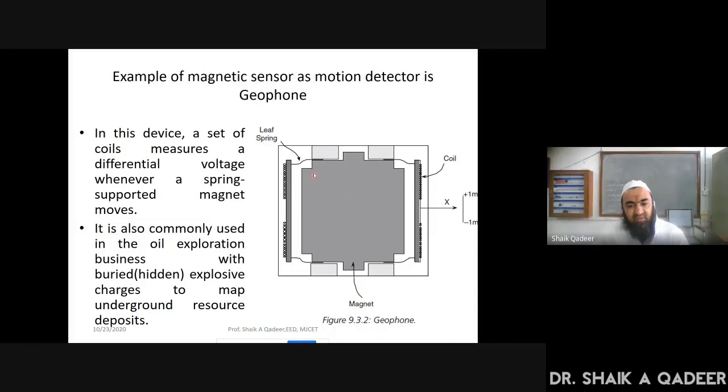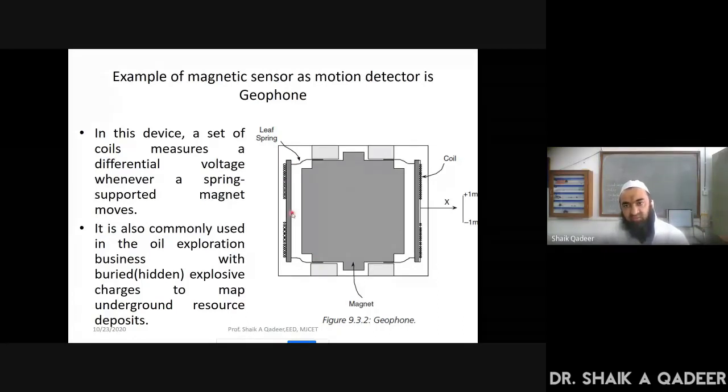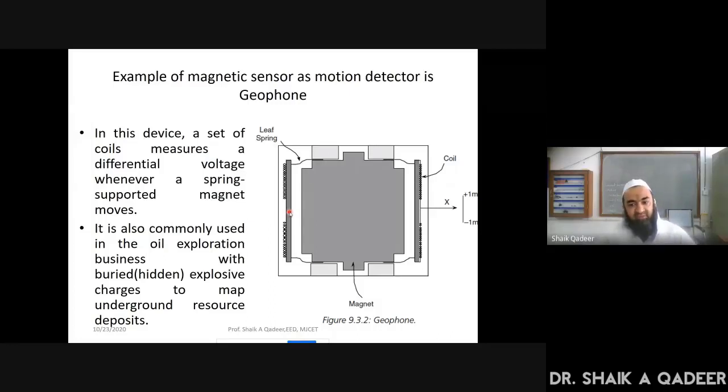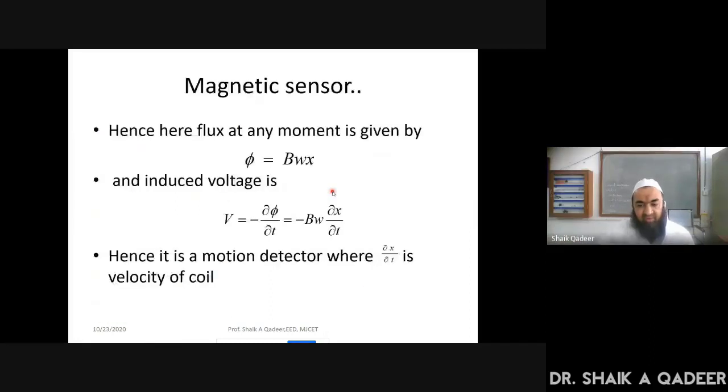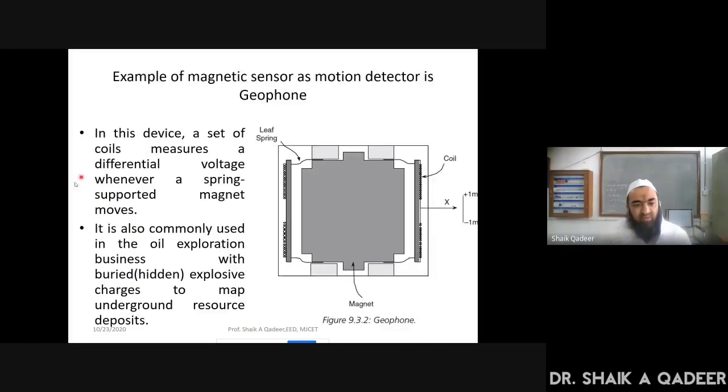I repeat, there is a magnet which is spring supported. Spring supported means it oscillates when force is applied, and comes back to its original position when the force is released. So this magnet will get displaced when a particular force is applied onto it. That we can determine with the help of this type of formula, minus WB into dx by dt. So the coil, that is the inductor, measures a differential voltage whenever a spring-supported magnet moves.